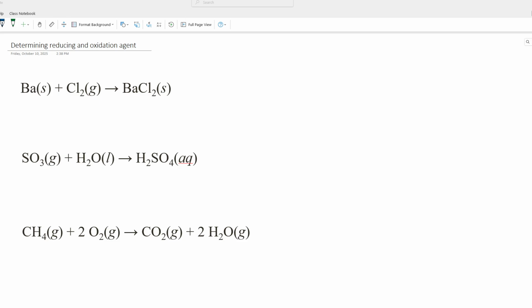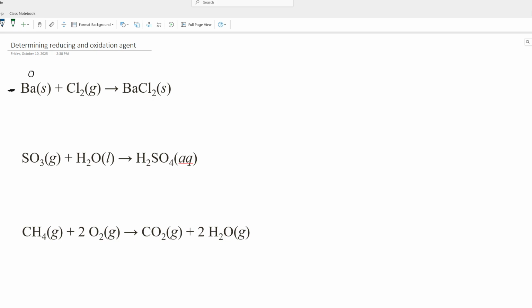Okay, let's do some determining reducing and oxidizing agents, just doing some redox reactions and seeing how best to handle those. What I first do is go through and assign oxidation states to everything. So let's take this problem right here. Barium, if you remember our rules, by itself has an oxidation state of 0.